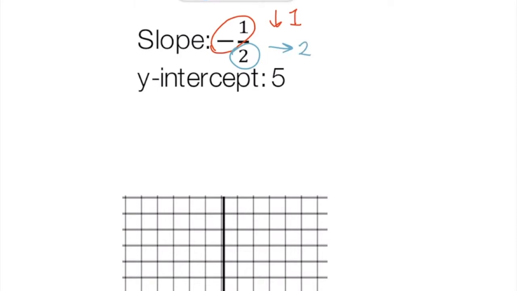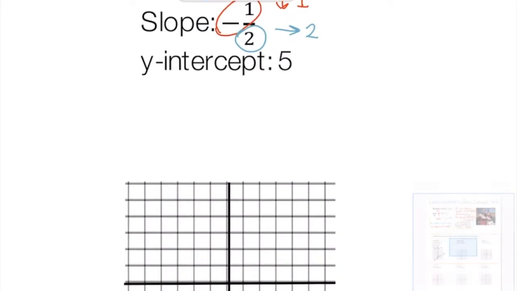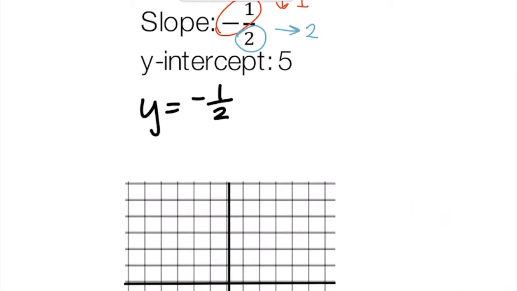So we're going to go down 1 over 2 for our slope, and then there's our y-intercept. So let's first go ahead and write the equation of our line. So it's y is equal to mx plus b. M is our slope, so -1/2, x plus b, our y-intercept is +5, so we can just say +5.